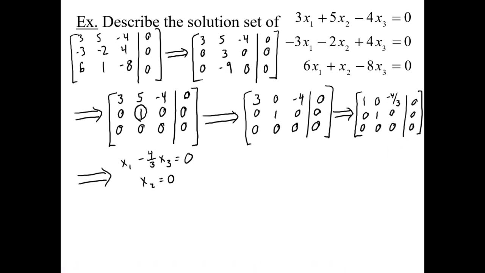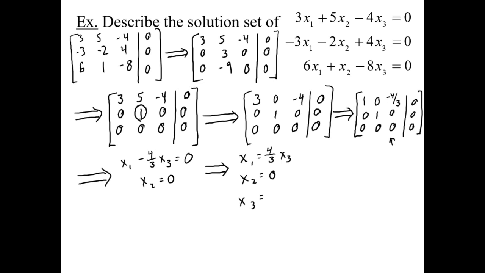All I've done now is taken the reduced matrix and rewritten it with my variables. And now let's identify what my 3 variables actually are equal to. Let's actually write out the solution. The top row tells me that x1 is equal to 4 thirds x3. The second equation tells me that x2 is equal to 0. And we can already tell that because there's no pivot in the third column, x3 is going to be a free variable.